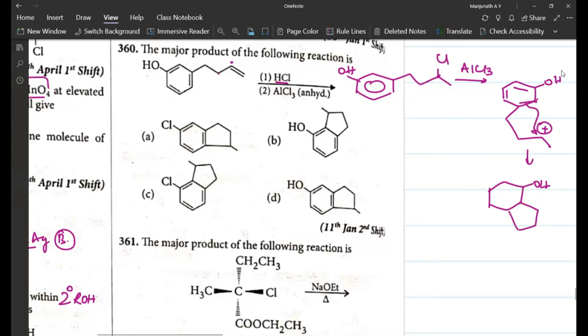So here numbering is needed: 1, 2, 3, 4.